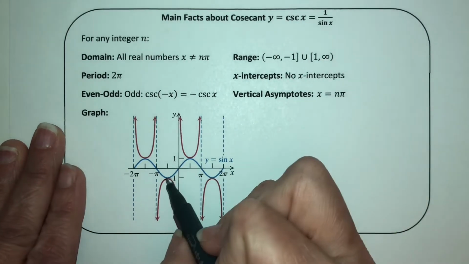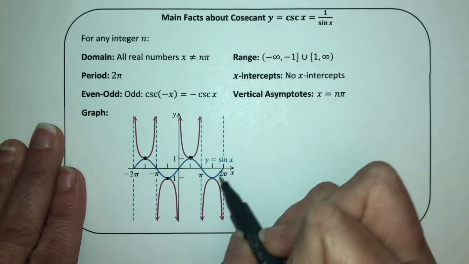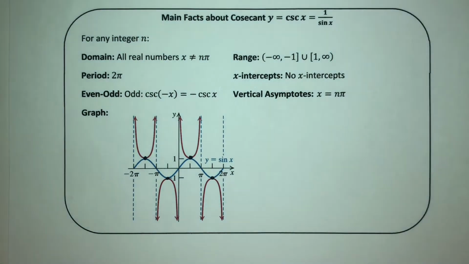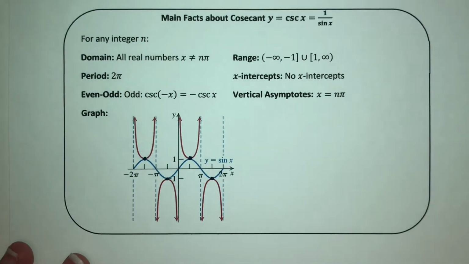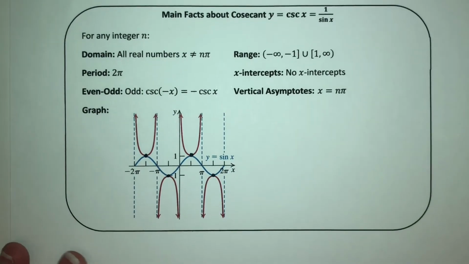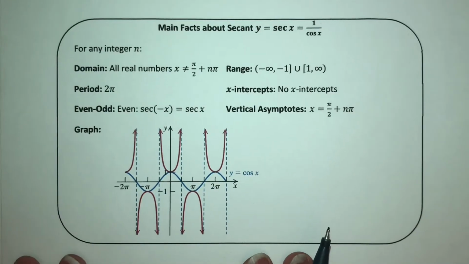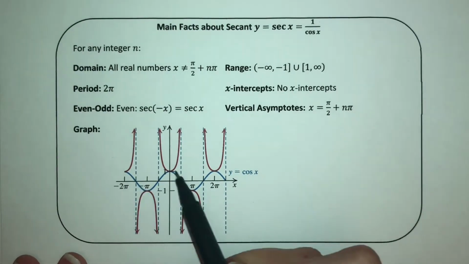And then you just touch at these points that we know are the same, where 1 is the reciprocal of 1, -1 is the reciprocal of -1. And they just go in opposite directions and follow along with the asymptotes. Almost exactly the same thing happens with secant. You can see here that they've graphed cosine.